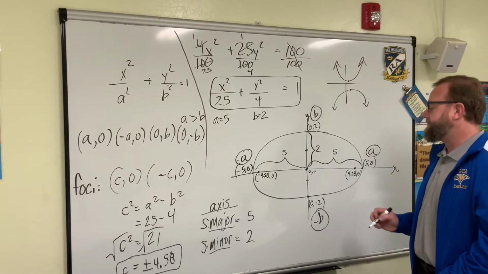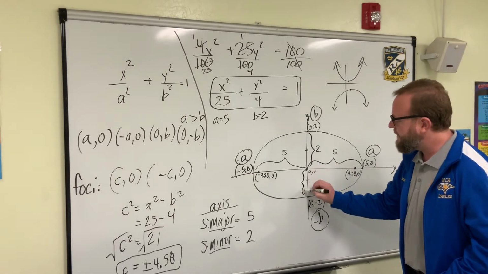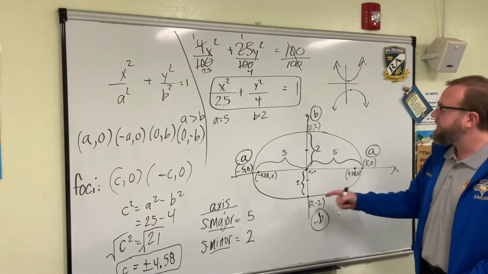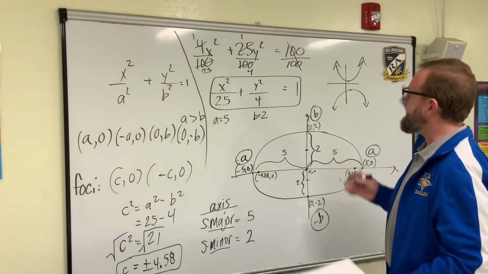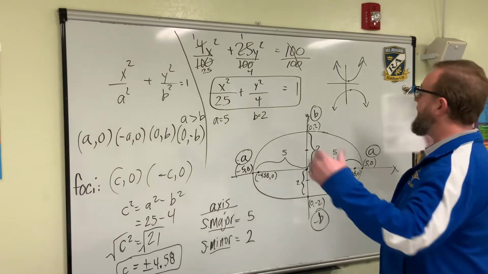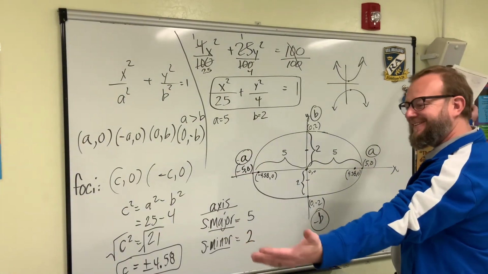And 1, negative 2. So this distance in both cases is a distance of 2. 2 from here to here, 2 from here to here. I don't know, this doesn't look like it on the drawing. One problem, and we did it.